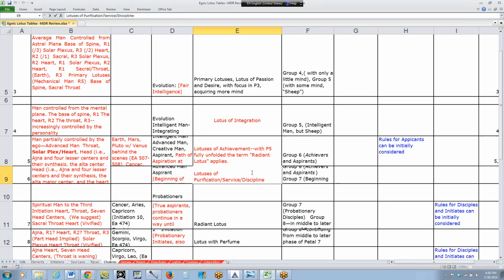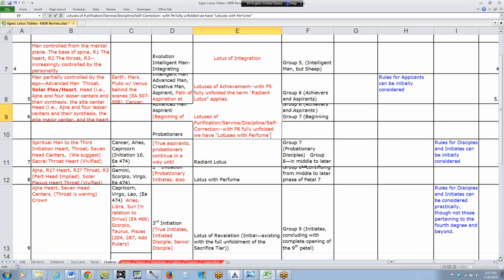These are my own words, but that's, I think, what goes on there in this petal of self-correction. And with petal six fully unfolded, we have lotuses with perfume. But that entails work in the eighth petal, just as becoming a radiant lotus entails work in the seventh petal. So with the seventh petal and initiation having occurred, we have the radiant lotus, that's the first initiation. With the eighth petal and the second initiation having occurred, we have the lotus with perfume.